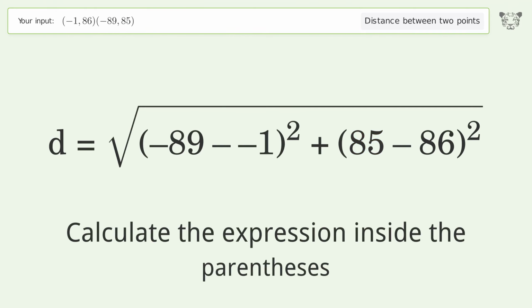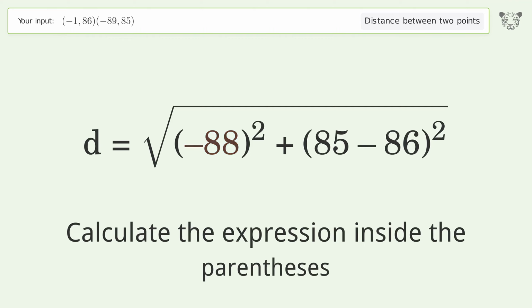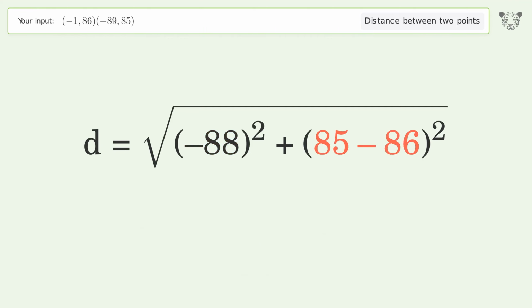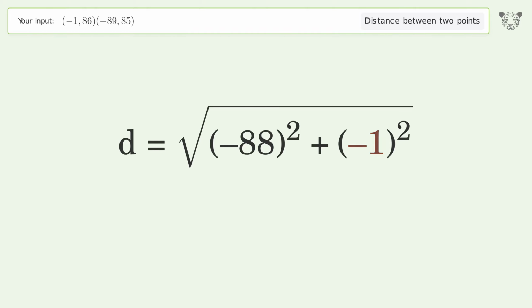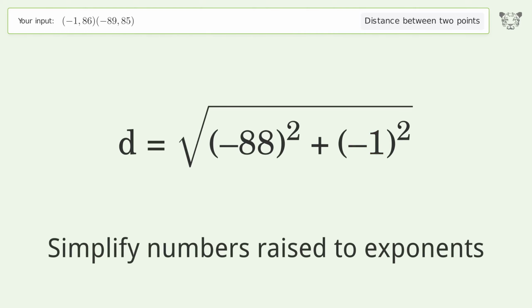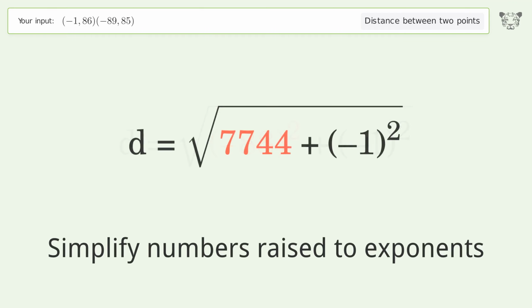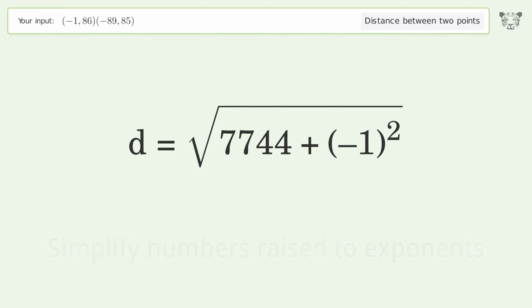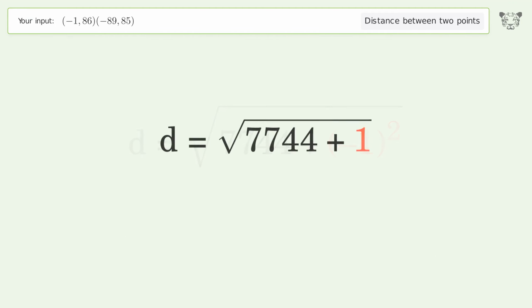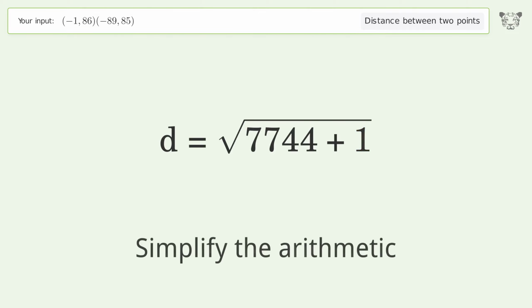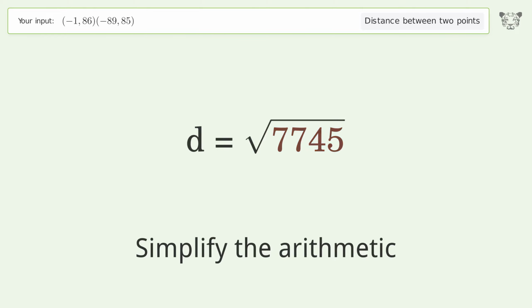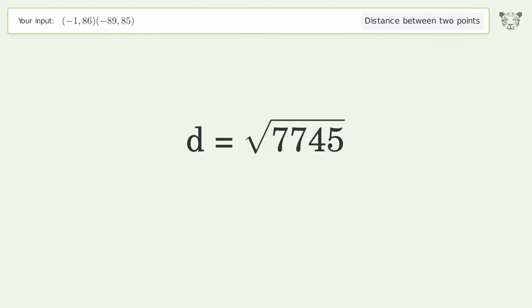Calculate the expression inside the parentheses. Simplify numbers raised to exponents. Simplify the arithmetic. And so the distance between the 2 points is the square root of 7,745, or 88.006.